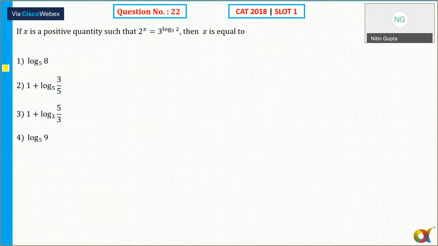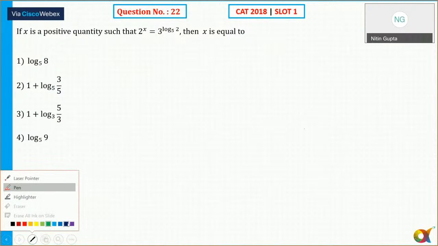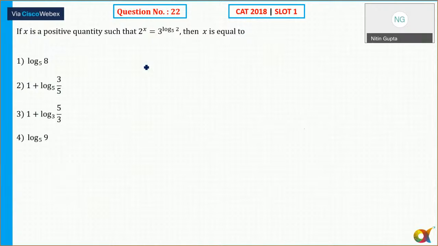Okay, question number 22. This question I also found to be very, very easy. I'll tell you my reason here. Okay, x is equal to.